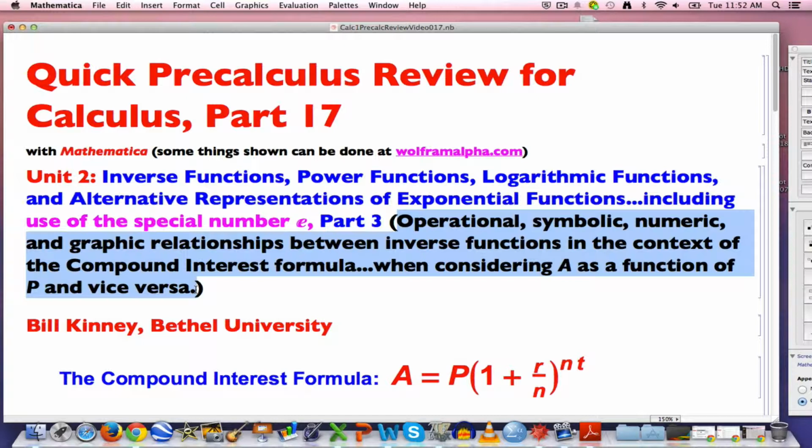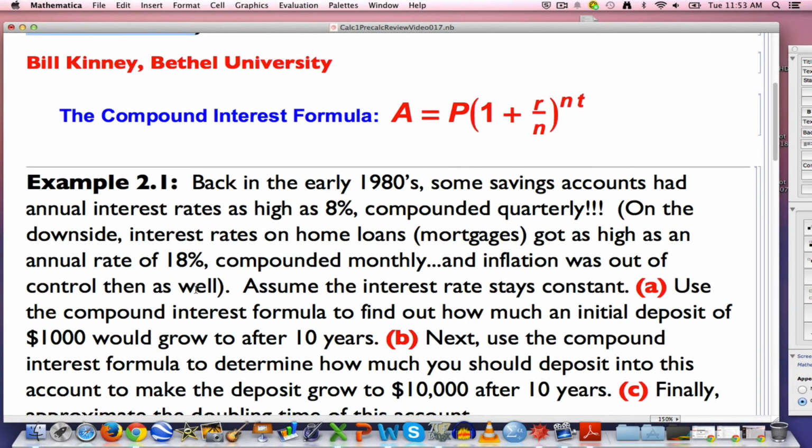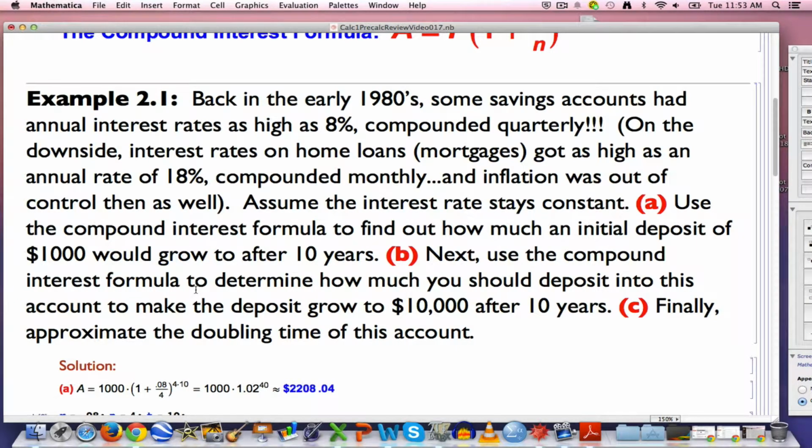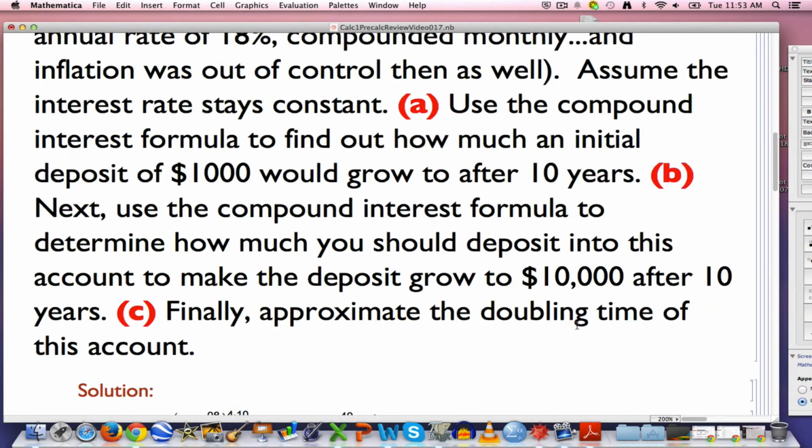Operational, symbolic, numeric, and graphic relationships between inverse functions that hold in general, but we're going to think about them in the context of this example. And here is the example, labeled example 2.1. If you haven't solved this problem yet, you should pause the video and solve it on your own. We are now going to go down to the functions that we used in the last video to help us think about this in terms of functions.